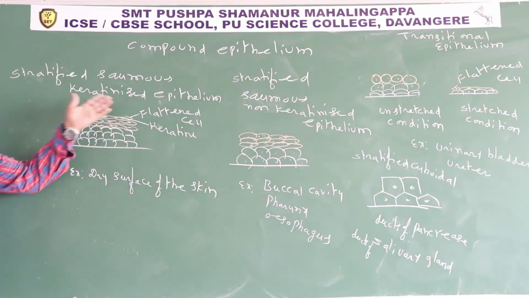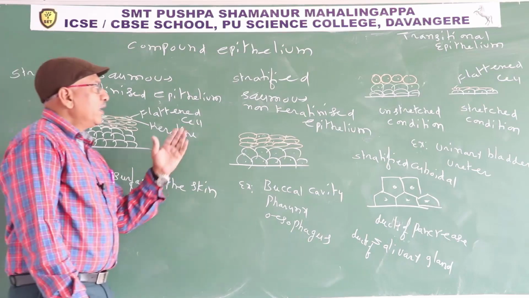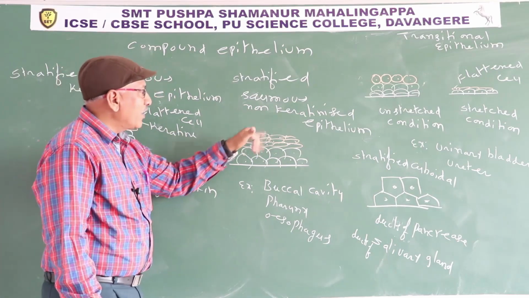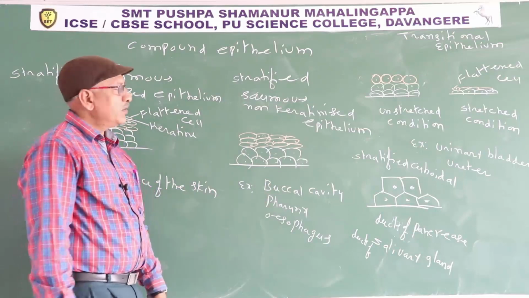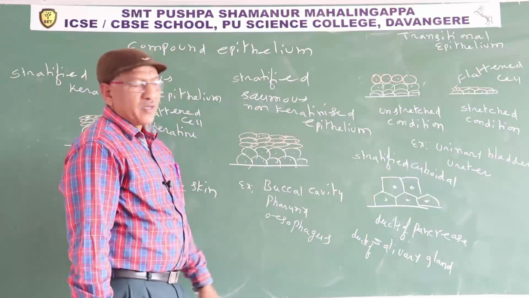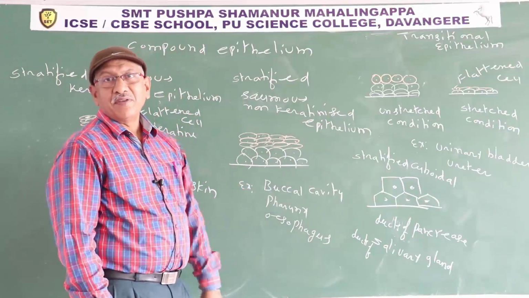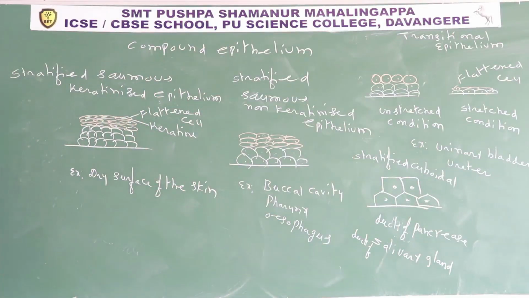Stratified squamous keratinized epithelium is present in the dry surface of the skin. Stratified squamous non-keratinized epithelium is present in buccal cavity, pharynx, esophagus. Stratified cuboidal epithelium is present in ducts of pancreas, ducts of salivary gland. Compound epithelium.